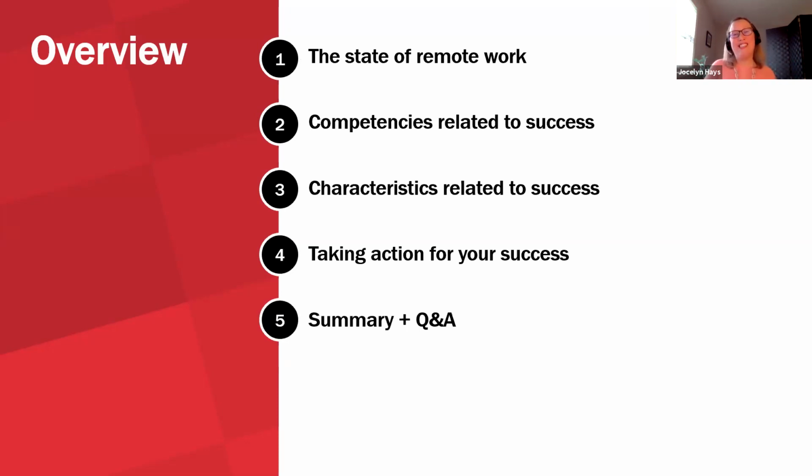Then we'll move our attention to some of the things that we find are related to success in a remote environment. So we'll look at some of the competencies that we know help a person be successful, and also some of the underlying personality characteristics that relate to those competencies. We will finish up our time together talking about some practical tips and tricks, regardless of your personality, your job, your location. We'll try to share some things that you can think about, that you can help your teams think about to be more effective in a remote environment. And then, of course, we'll save time at the end for questions.